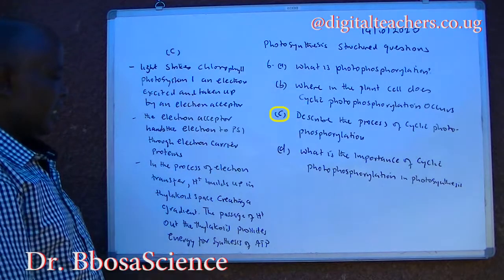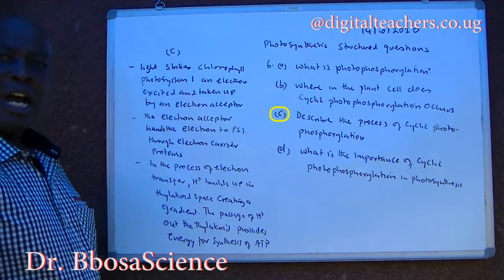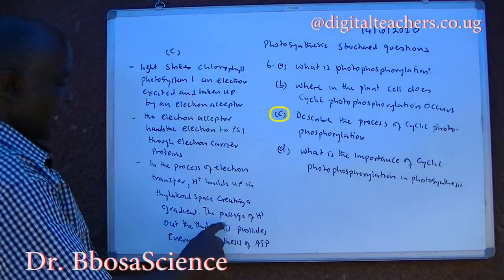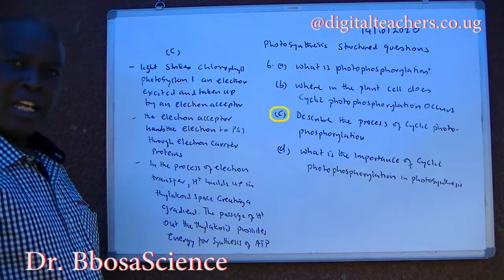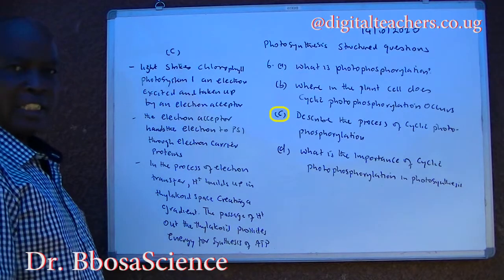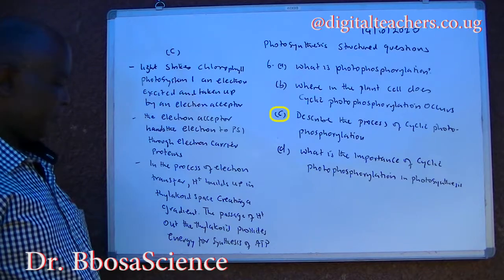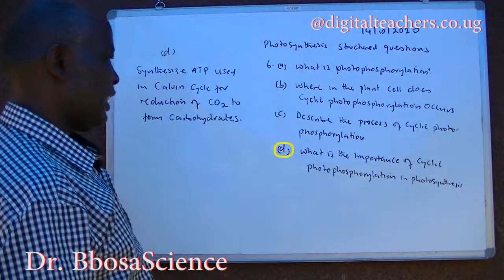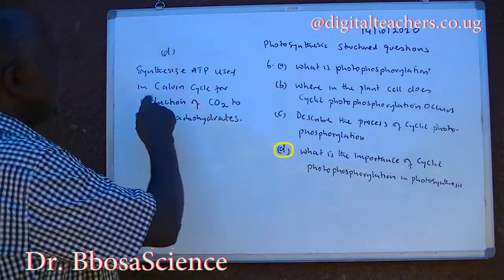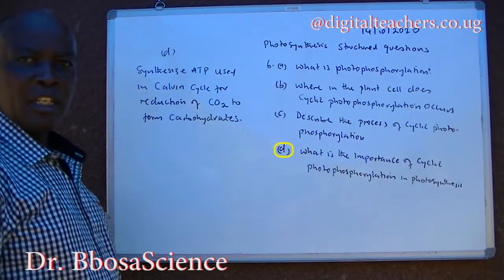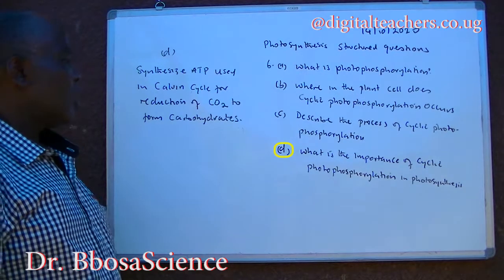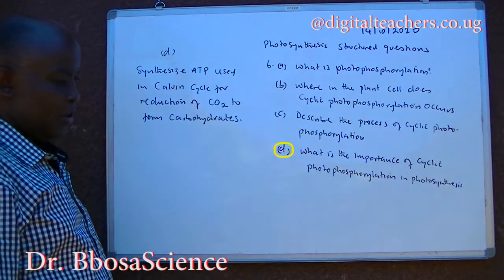In the process of electron transfer, hydrogen ions build up in the thylakoid space, and the passage of hydrogen ions out of the thylakoid space provides energy for synthesis of ATP. D. What is the importance of cyclic photophosphorylation in photosynthesis? It synthesizes ATP used in the Calvin cycle for reduction of carbon dioxide to produce carbohydrates.